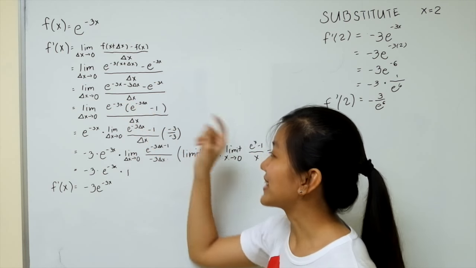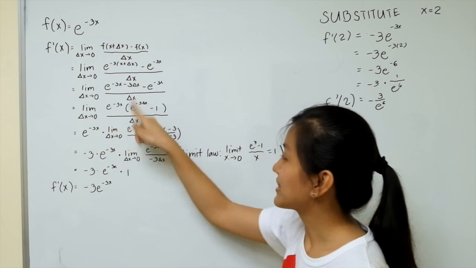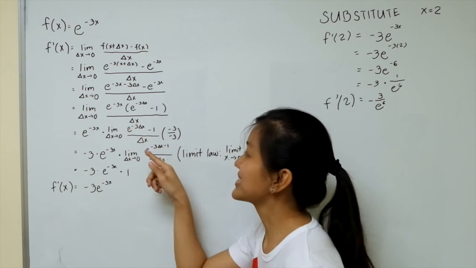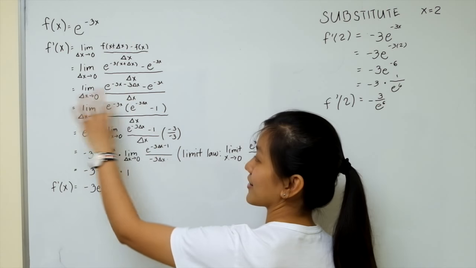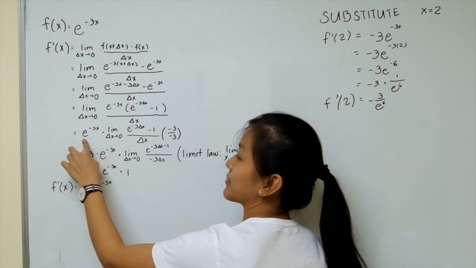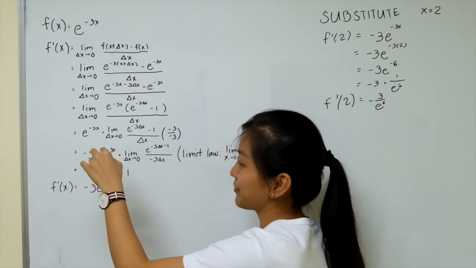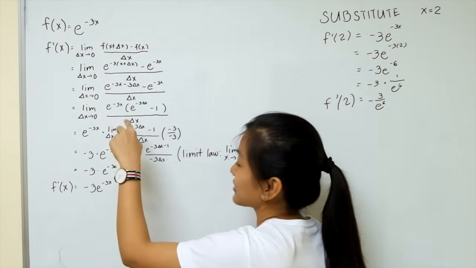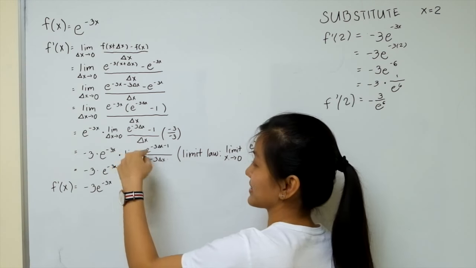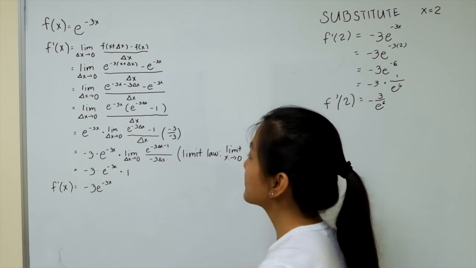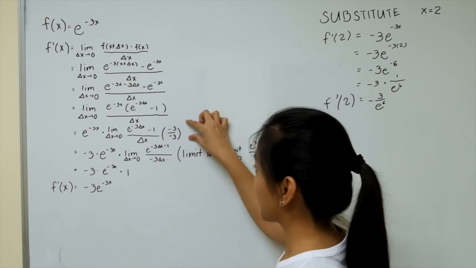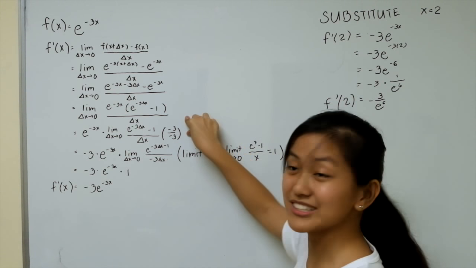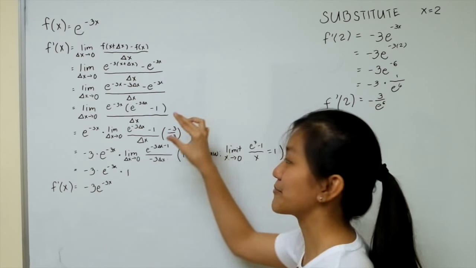So you factor out e to the negative 3x times the quantity of e to the negative 3 delta x minus 1 all over delta x. And so you can take this out of the entire limit equation itself. So you can put it here, e to the power of negative 3x times the limit of e to the negative 3 delta x minus 1 all over delta x as delta x approaches 0. And so we multiply the entire equation with negative 3 all over negative 3, and that does not change the value of the equation. It's basically multiplying it with 1.